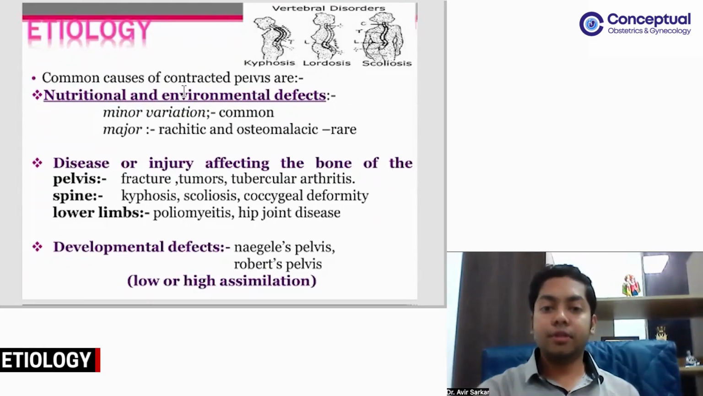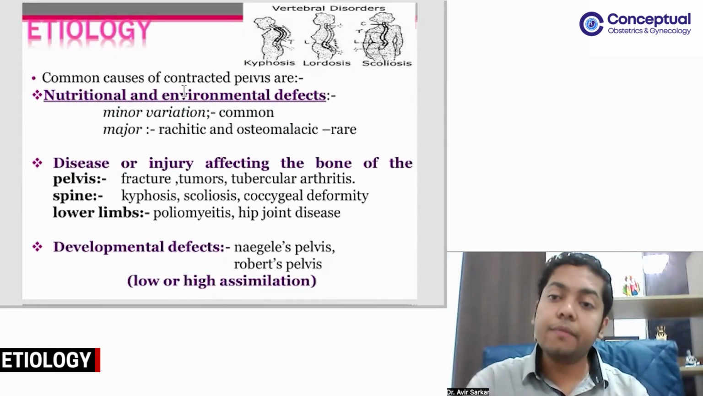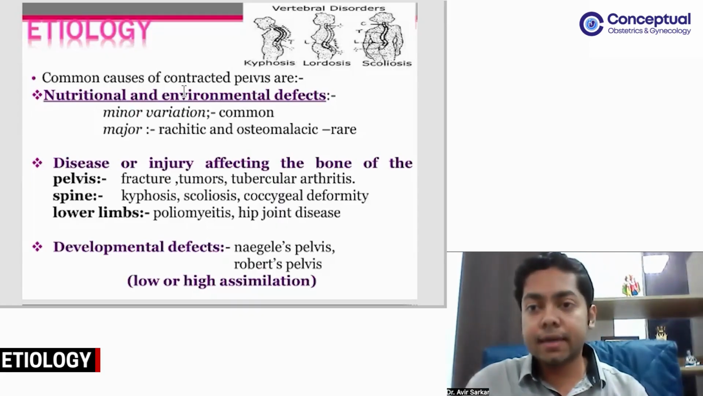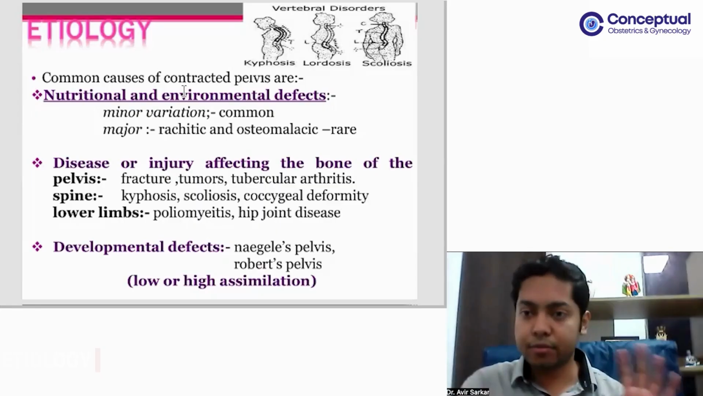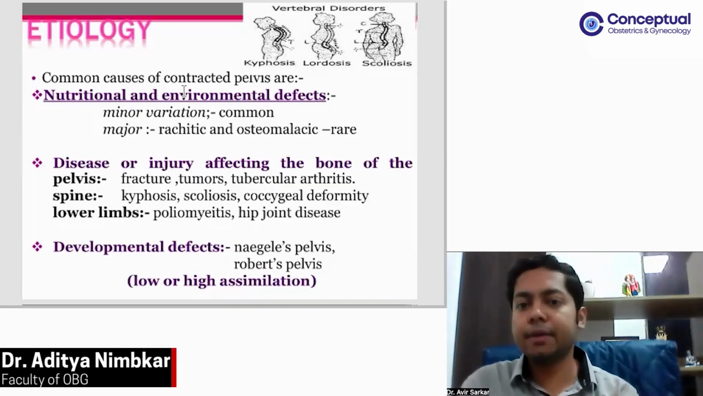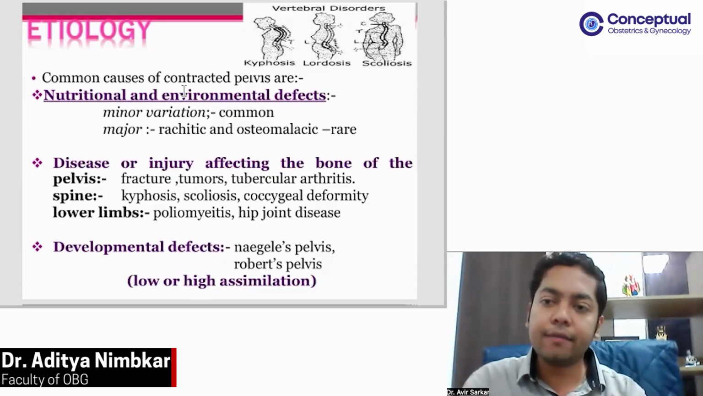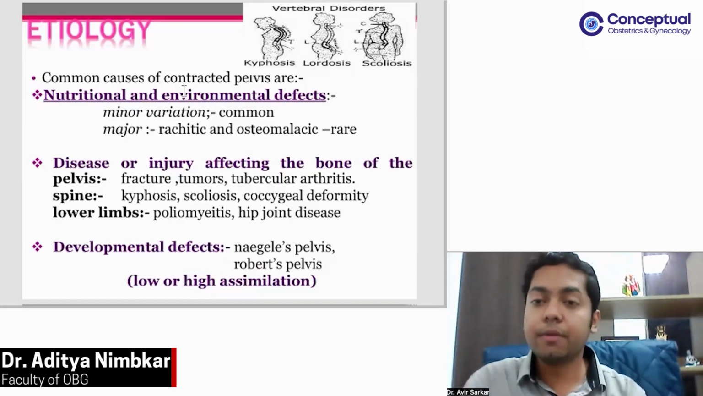Coming to the etiology. So the common causes, as I have already told, of contracted pelvis are the same as cephalopelvic disproportion. But here, we will not take the fetal causes into account, because contracted pelvis means only the pelvis diameter has reduced. So nutritional and environmental defects are number one. So it is rachitic pelvis or osteomalacic pelvis because of calcium and vitamin D deficiency.